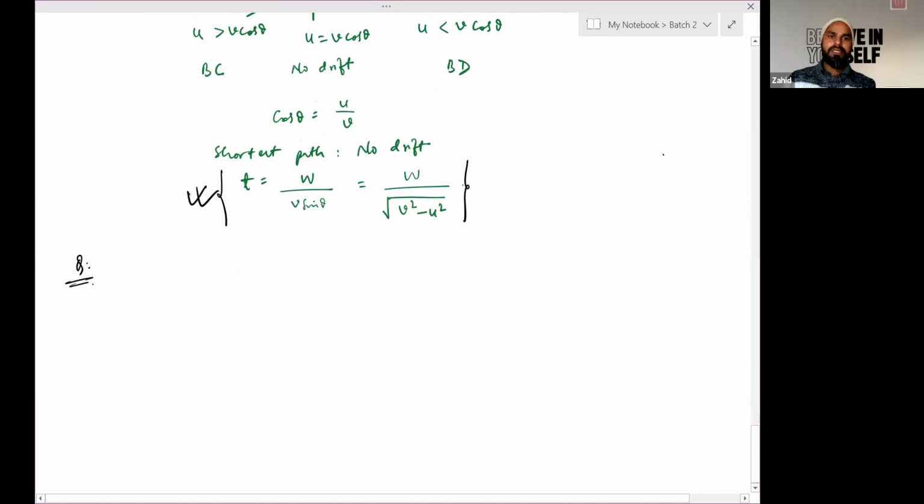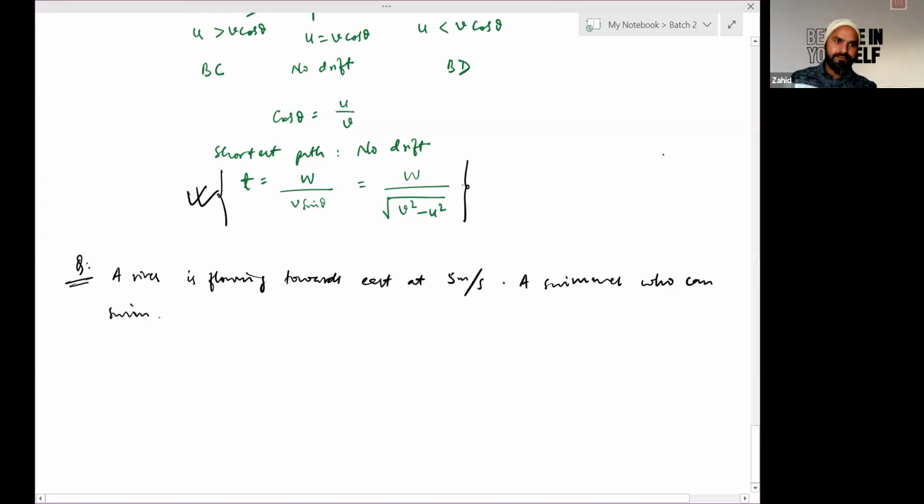I'm giving you one problem related to this. A river is flowing toward east at 5 meters per second. A swimmer who can swim in still water at 10 meters per second dives into it.